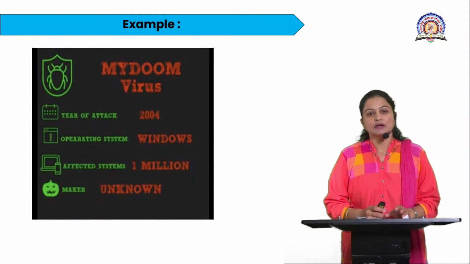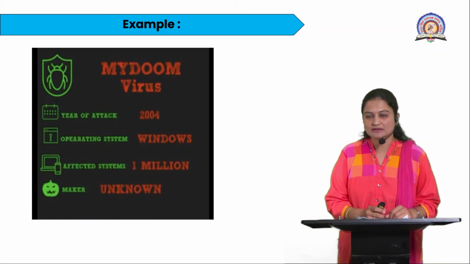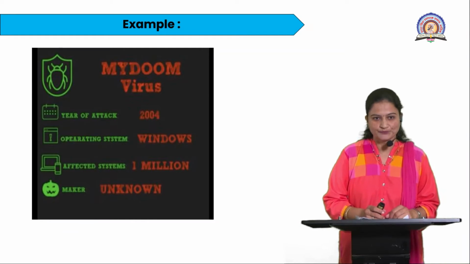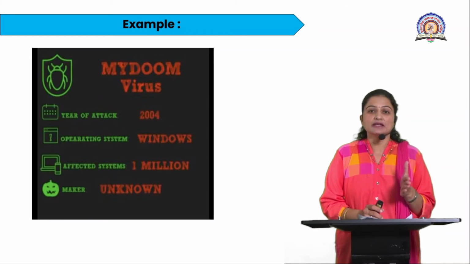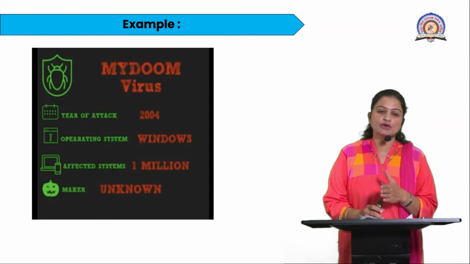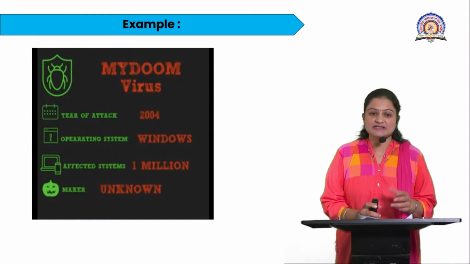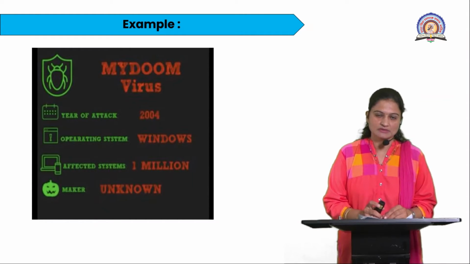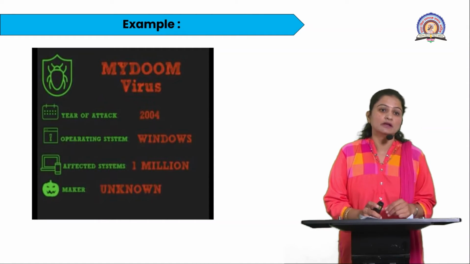Okay, so there is one example in front of you, one of the popular viruses. The name of that virus is Mydoom. Okay, this virus attacked in the year 2004. The operating system affected was Windows, and 1 million and more systems were affected by this virus, and who created that virus is still unknown.